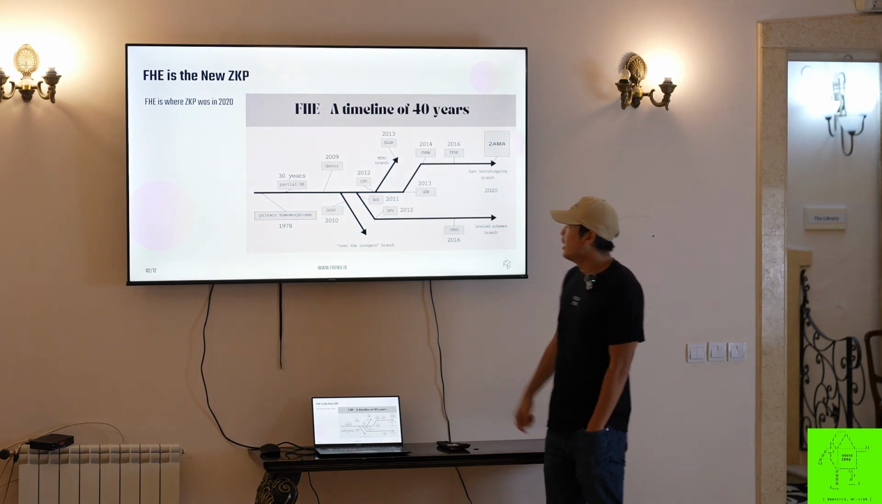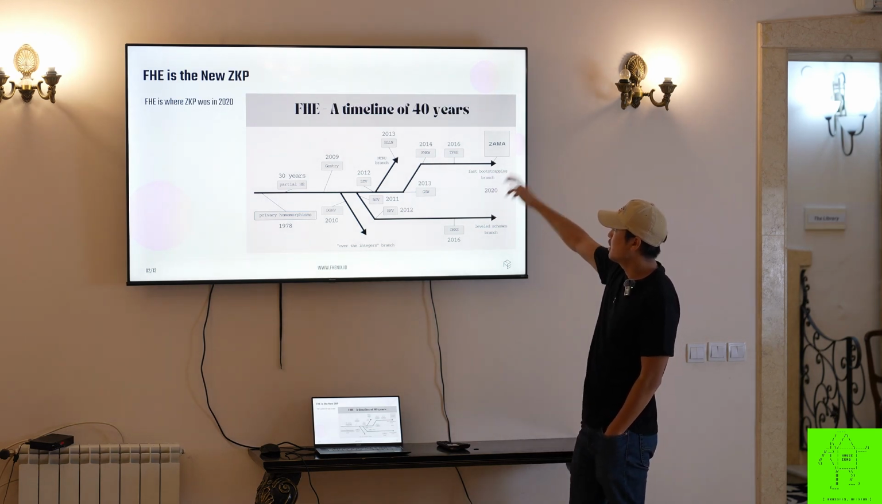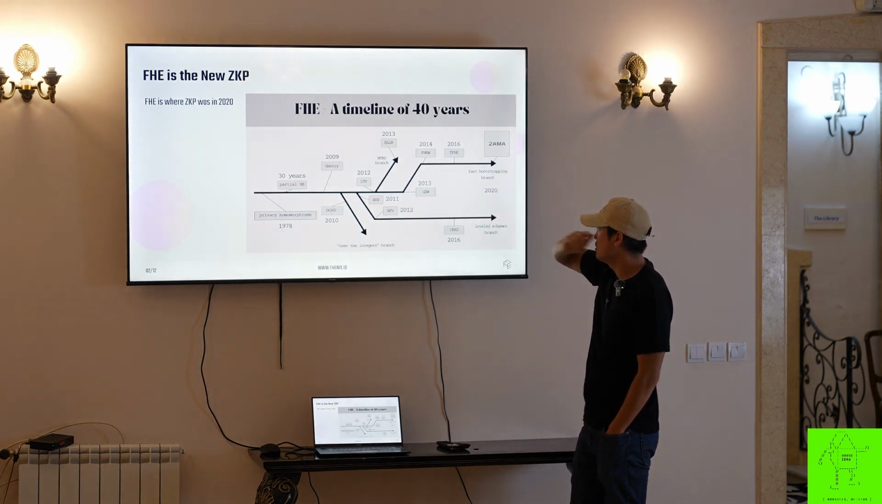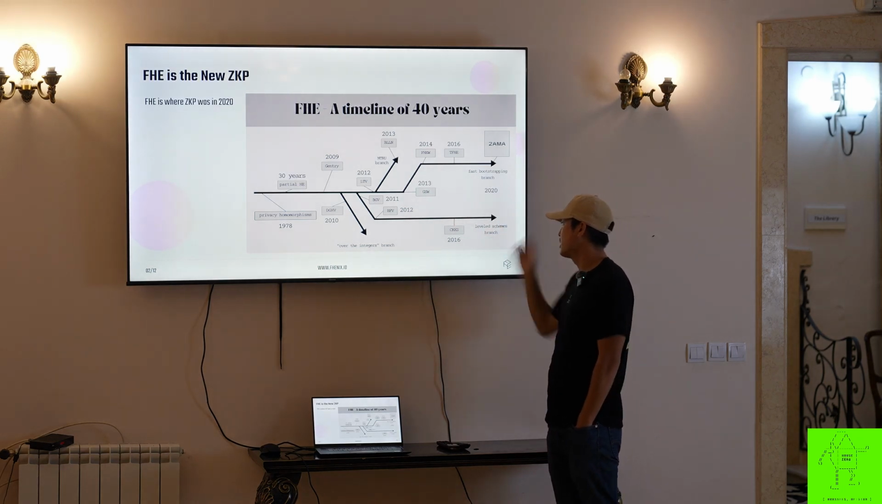And as you can see, there's a bunch of different branches that forked off from these. For example, there's this branch here, which is called the leveled scheme branch.